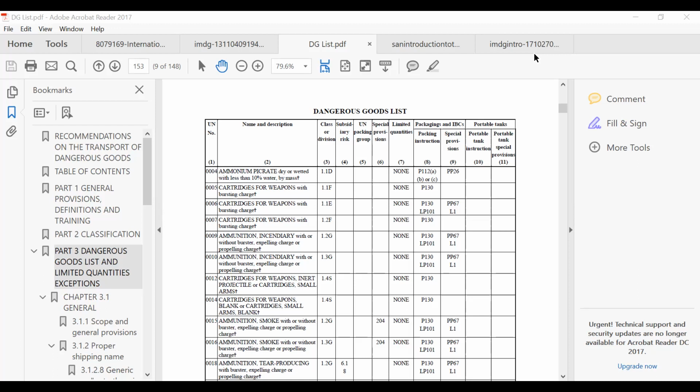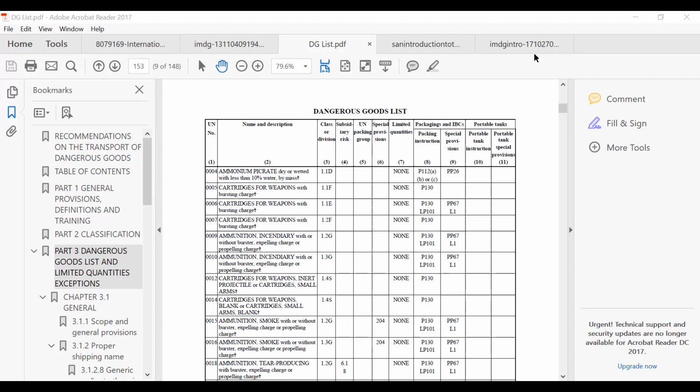And the IMDG volume 2 is what we call the DG list itself. So this contains the whole lots of DG lists that are classified under the IMDG code, and then it brings down the characteristics of whatever we're going to do. And I will come down to it when we are dealing with this example.